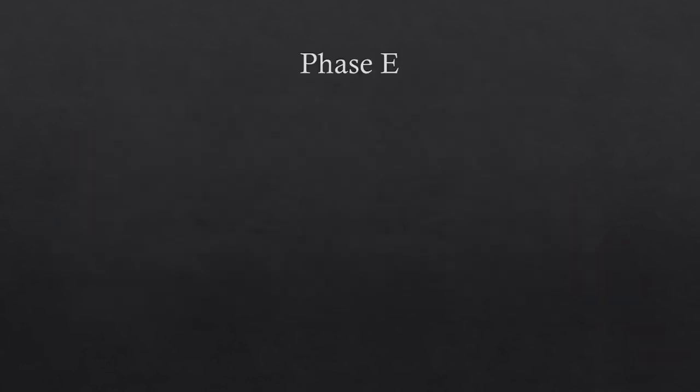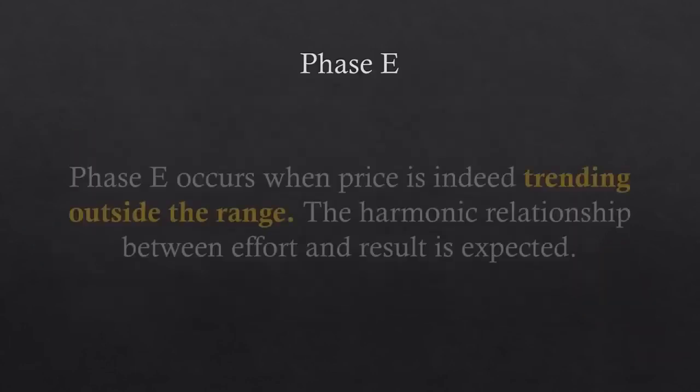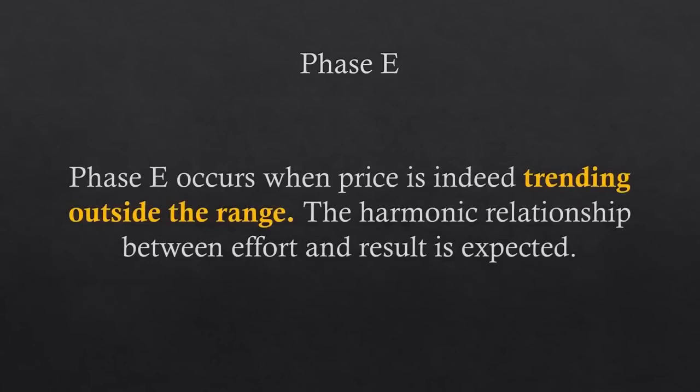In phase E, price will in fact be trending outside the range. This phase will be composed of impulse and corrective movements where the harmonic relationship between price and volume is expected.